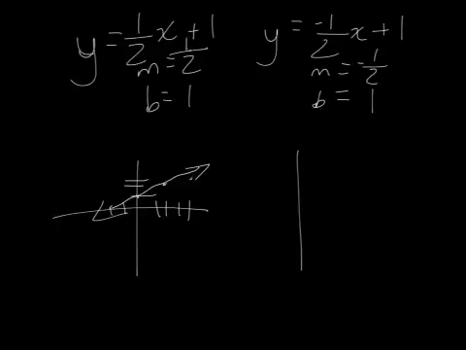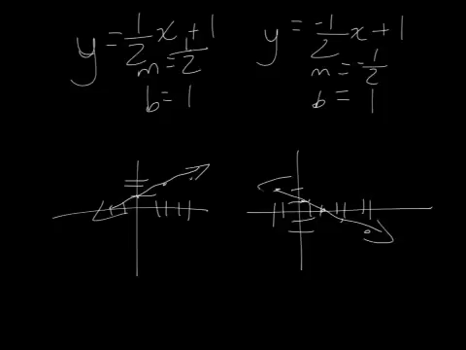For our second equation, we still start at b equal 1, and this time we're going to fall 1 and run 2. So fall 1, run 2. And we can also go backwards, rising 1 and going backwards 2. We connect our points, and our graph should resemble that.